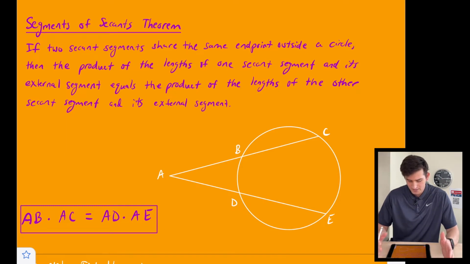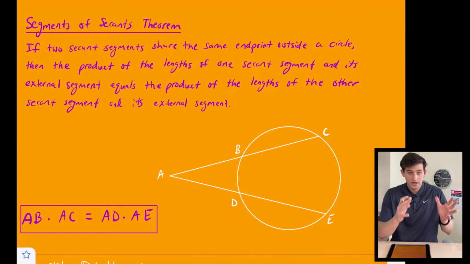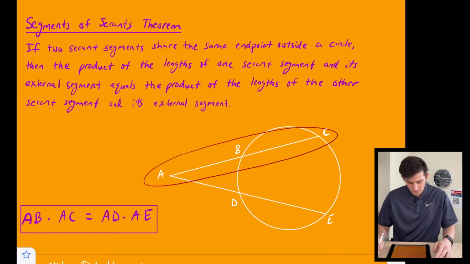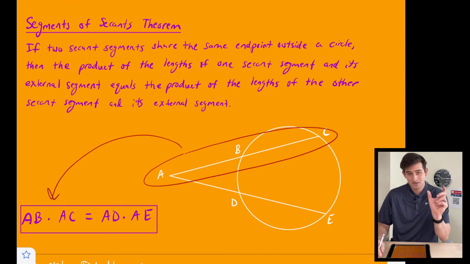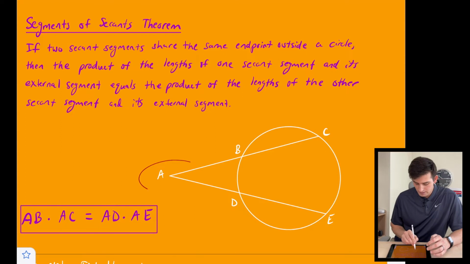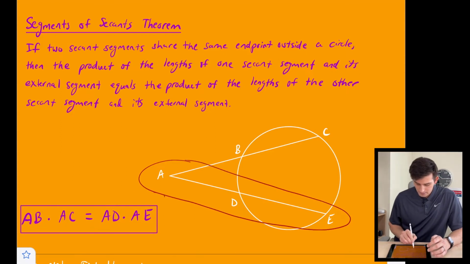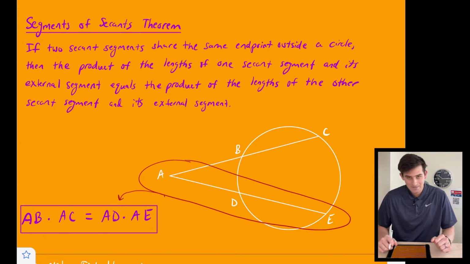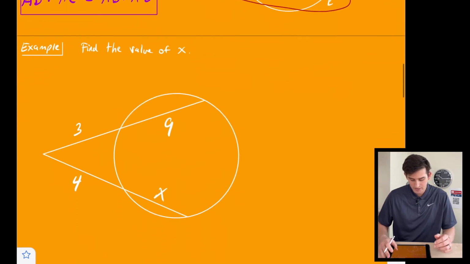So we have two secants, AC and AE. What we're going to do is take the product of the external segment and the entire secant segment. So for this first secant segment, we're going to say AB, which is its external segment, times AC, which is the entire secant segment. And we're going to set that equal to the external segment AD times the entire secant segment of our other secant, which is AE. Okay, so let's look at an example where we use this theorem.